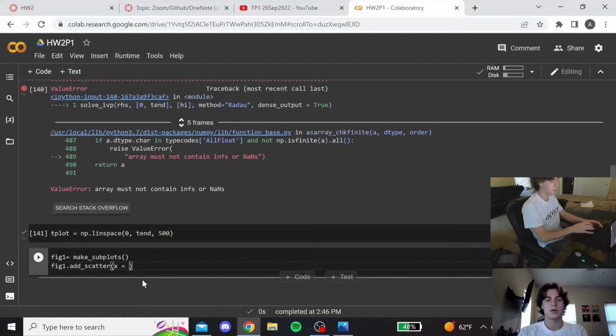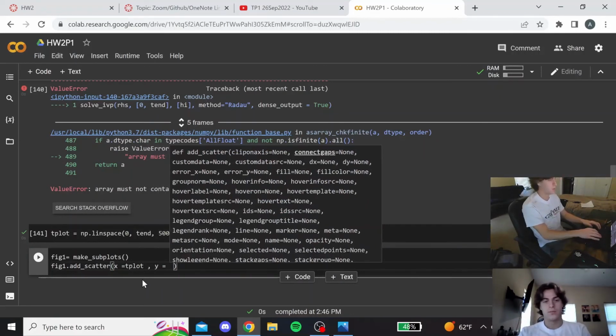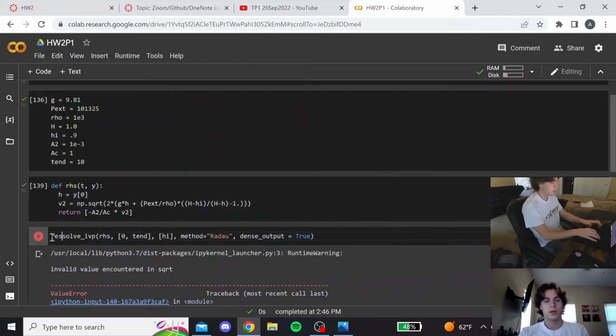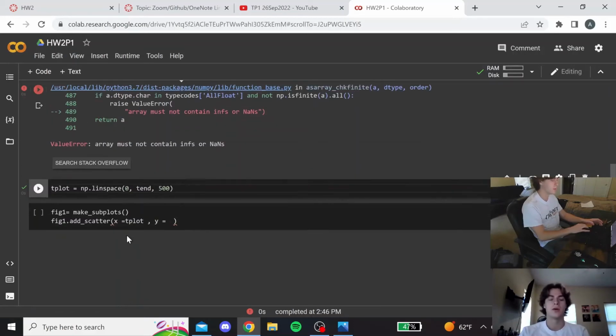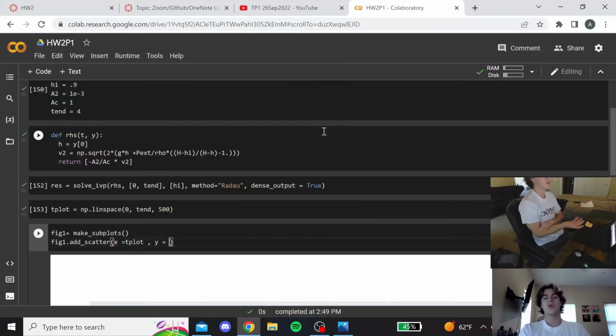So x is going to be equal to our t-plot. We're going to graph our y value, which is going to be the solution to our solve IVP. So they're still getting an error, but I'll solve that in a second. I'm going to set it equal to res. Getting an error with plotting it initially, but I figured it out.